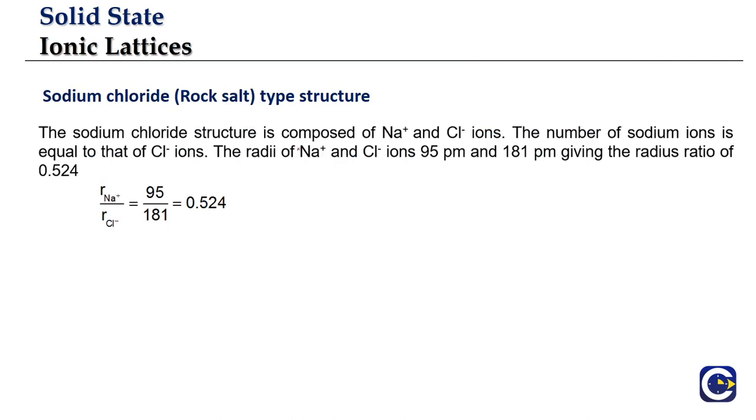If you look at the sodium chloride type of structure, as such sodium chloride itself, it is composed by what? Na plus ions and Cl minus ions, and the compound formula is what? NaCl, means whatever is the number of sodium ions will be equal to number of chloride ions. And the radius of Na plus and Cl minus values are 95 picometer and 181.